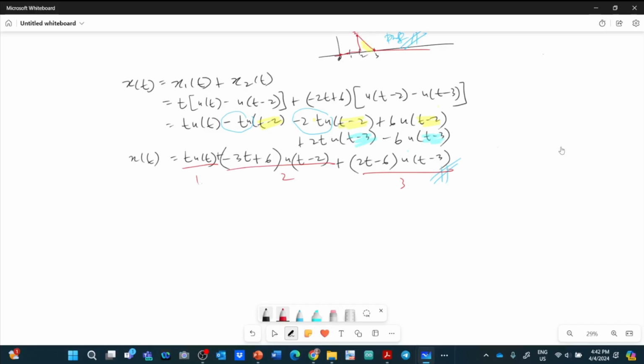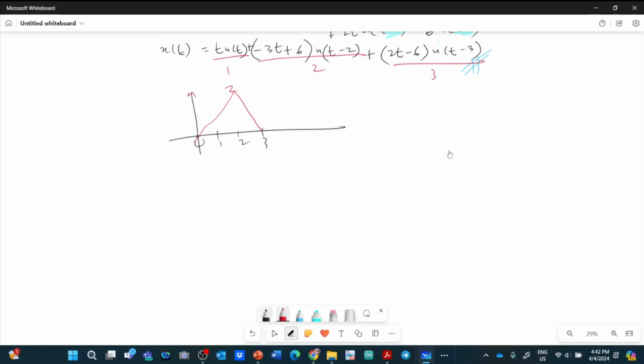Betul? So sebenarnya cara yang lain, kalau yang ada signal yang ini 0, 1, 2, 3, amplitude 2 macam ni. Okay. Lecturer lain dia akan ajar cara macam ni, first signal, TUT. Signal number 1.